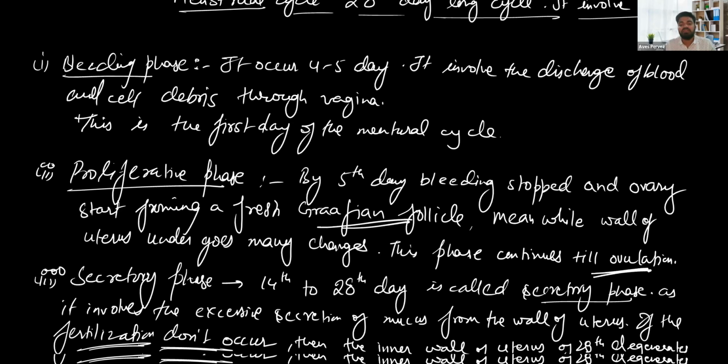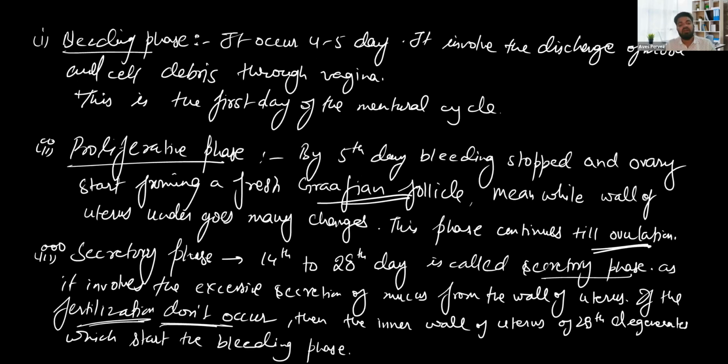Next is the secretory phase, the last phase. The secretory phase starts from the 14th day after ovulation. From the 14th to the 28th day is called the secretory phase, as it involves the excessive secretion of mucus from the wall of the uterus. If fertilization does not occur, the inner wall of the uterus degenerates on the 28th day, which starts the bleeding phase again.